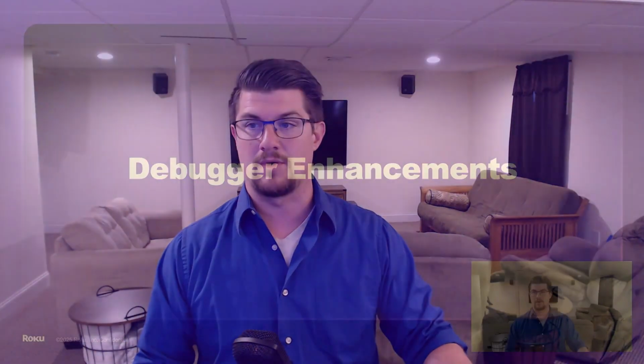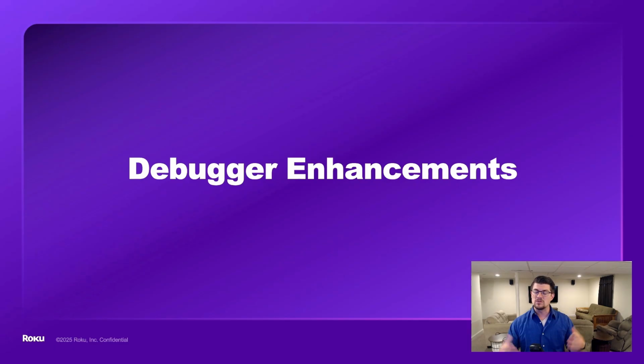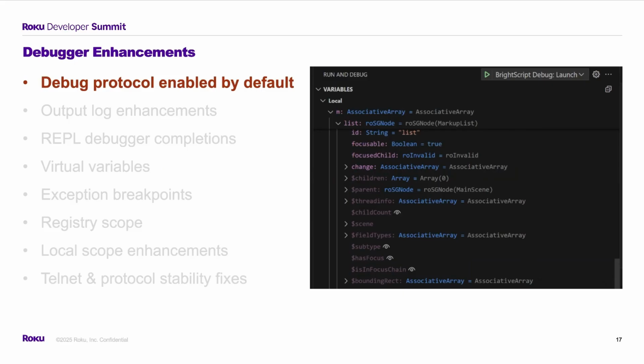And now I want to transition to talking about the debugger enhancements that we've made. Most of these are still going to be inside of VS Code, but they are all related to debugging. So the first item we're going to look at is the BrightScript debug protocol. Roku introduced the debug protocol several years ago at this point, and we've been collaborating with Roku to add new features, fix bugs as we discover them.